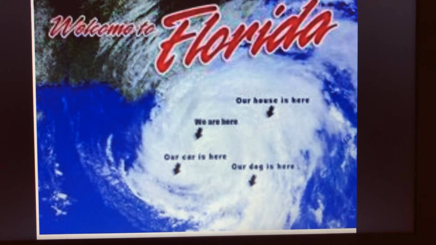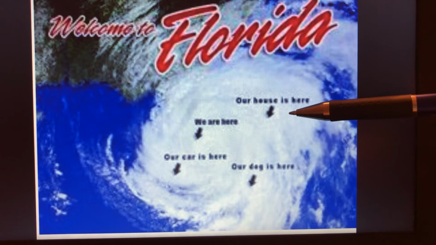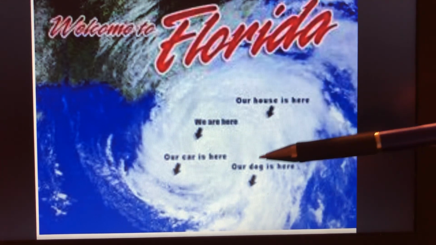So this is a postcard from Florida. You can see it says, "We are here. Our house is here. Our car is here. Our dog is here."